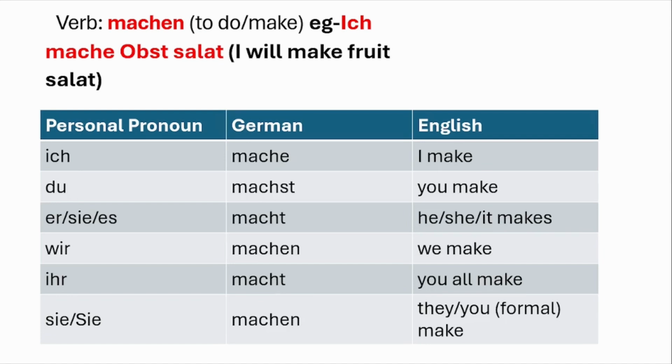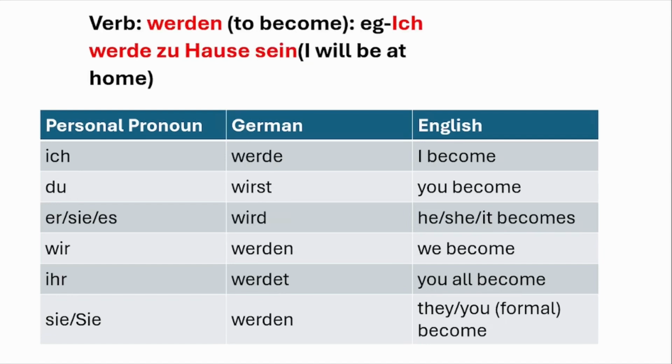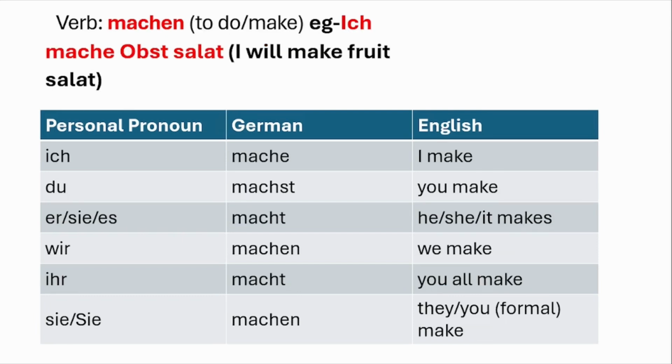So here is the example. Ich werde zu Hause sein. I'll be at home. If it is really difficult for you to understand this verb conjugation, you can compare with English. For example, I'll give an example.